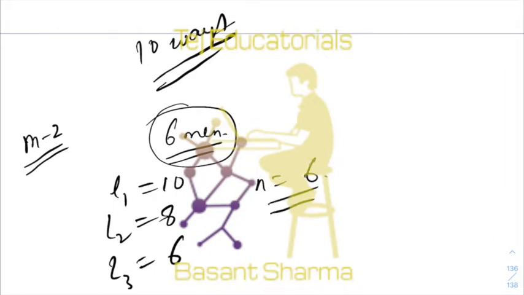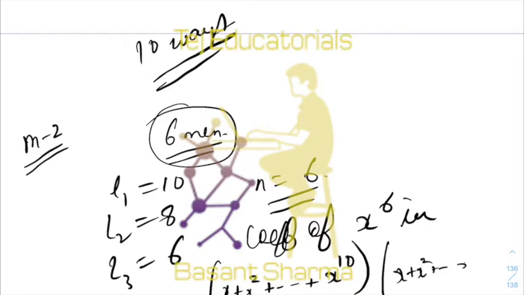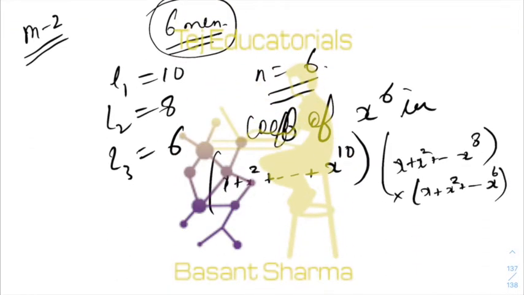So what you are essentially looking at is the coefficient of x to the power 6 in the expansion of (x + x² + ... + x¹⁰)(x + x² + ... + x⁸)(x + x² + ... + x⁶). Okay, now you can find the coefficient of x to the power 6 in this.